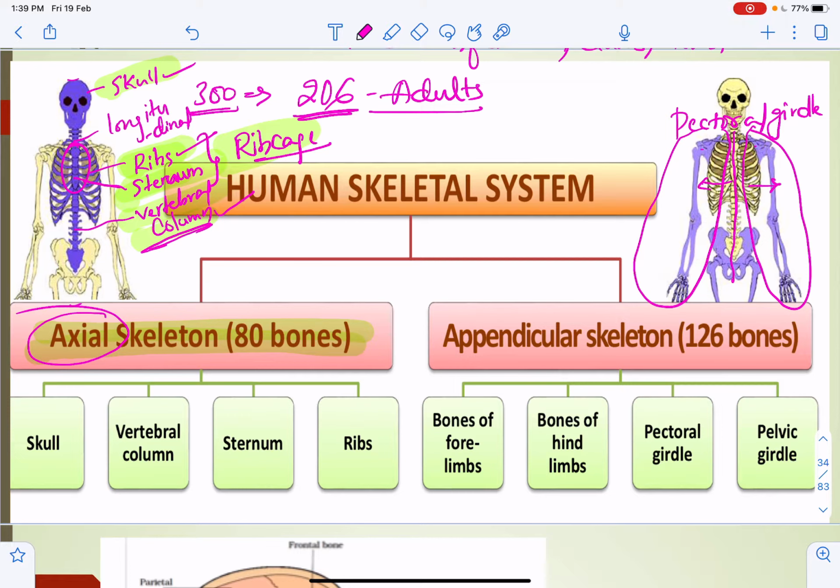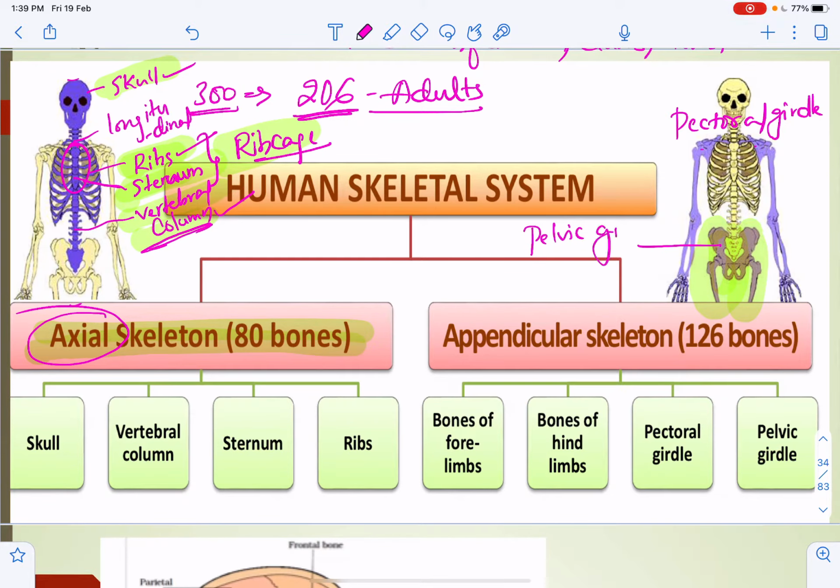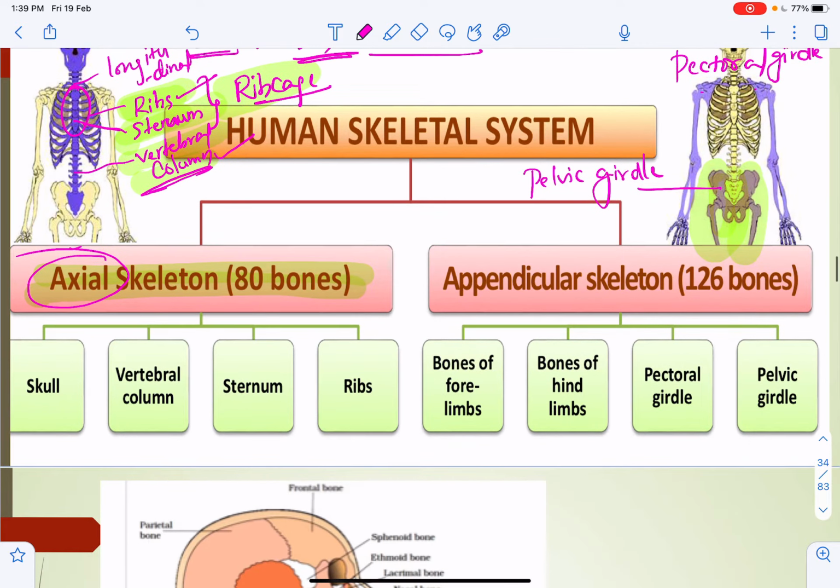And the structures in the lower part of the body together constitute the pelvic girdle. Let us know about this and then we can take some questions. Appendicular bones mainly include the bones of the forelimbs and the bones of the hind limbs. The forelimbs are attached with the pectoral girdle, and each girdle has two halves.